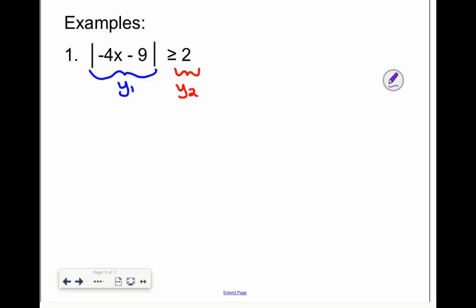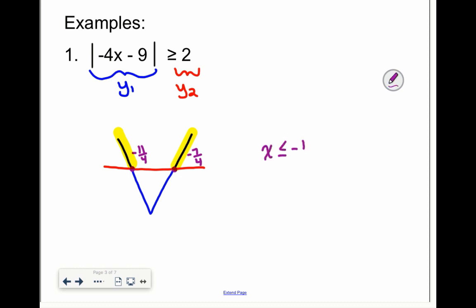Your graph looked like this. You used your calculator to find the critical values, which this one here you found was negative 11 fourths, and this one was negative 7 fourths. So then when we look at our graph, the absolute value is bigger than 2. So what part of your graph is bigger than the line, greater than the line, above the line? It's going to be that part right there. And so your answer in GMM would be type x is less than or equal to negative 11 fourths, or x is greater than or equal to negative 7 fourths.